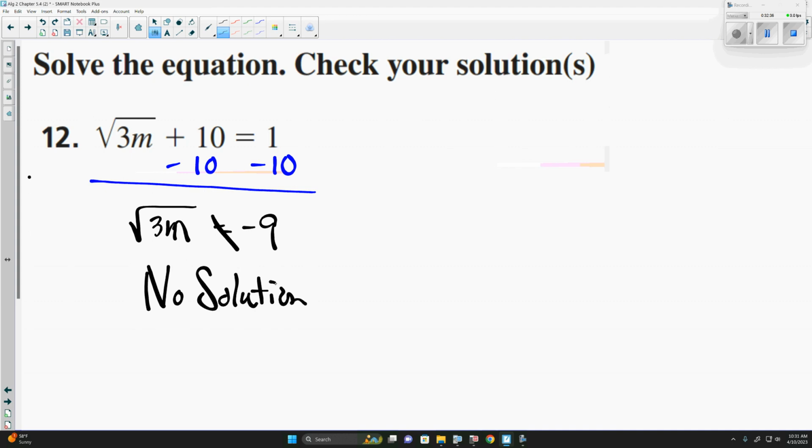Whenever we have the square root of something equals a negative number, it doesn't work. But again, we've got to get it by itself first. Because if we just said negative square root of 3m equals negative 9, this does work, because we would divide both sides by negative 1, making it the square root of 3m is equal to 9. This is the main reason our first step is to get the radical by itself, because it helps us see if it is indeed a no solution or not.